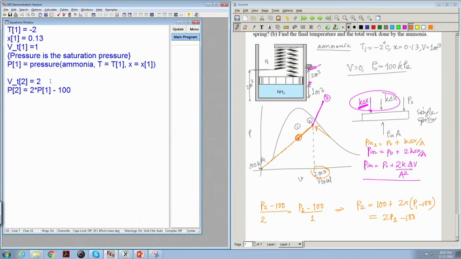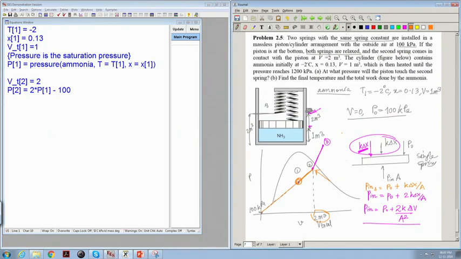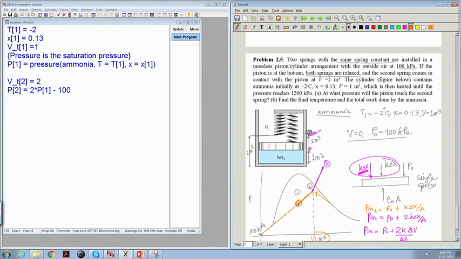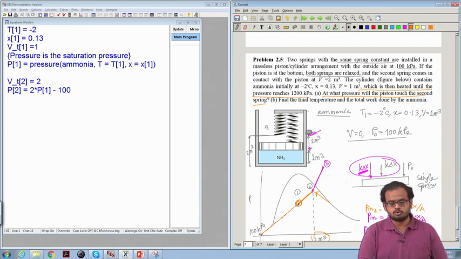Okay. What about this process? What is the information that we have? So, the first question was, at what pressure will the piston touch the second spring? This is the pressure at which the piston will touch the second spring, and it is given that it is heated until the pressure reaches 1200 kilopascal. So, P3 is known.